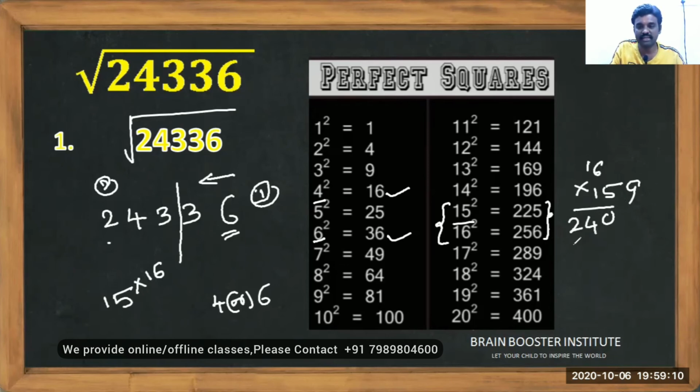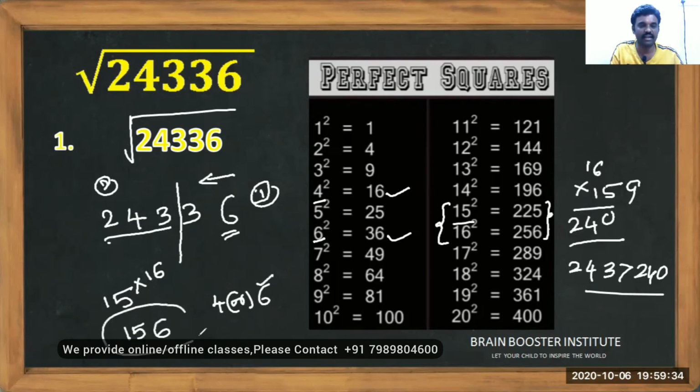So let us compare this 240 with 243, where 243 is greater than 240. I think you understand. Since it is bigger than 240, which number is to be selected? The bigger number. So let us add the 15 with the 6. The final answer is 156.